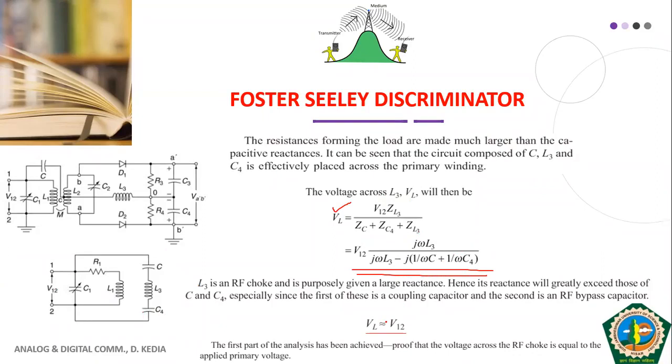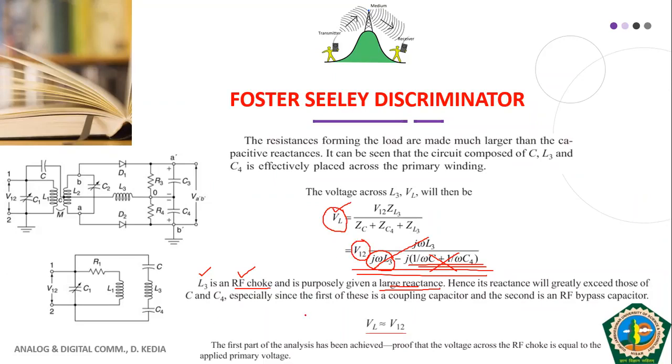Another thing here is that this inductor L3 is an RF choke, radio frequency choke. Choke means coil. The value of L3 is purposely given a very large value, so the reactance of L3 will be very high as compared to the capacitive reactance. That's why we can ignore the capacitance part. If we ignore it, j omega L3 in the numerator and j omega L3 in the denominator cancel, and VL is approximately equal to V12.